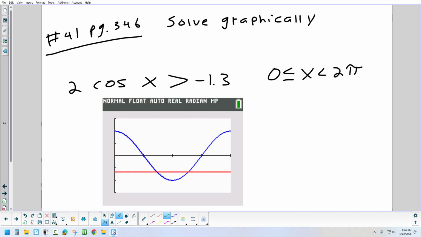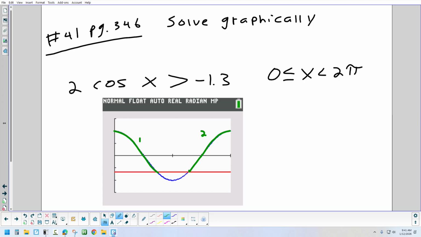Where is that inequality satisfied? Can you explain to me what am I looking for in this picture? Looking for where a value is above the red line. Right, I want the cosine value to be above the red line. Well, that happens in 2 different regions. Happens in that region, and it happens in that region. So there are 2 different regions we're going to have to write. As long as your x value falls somewhere in region 1 or 2, it is an answer to the question.